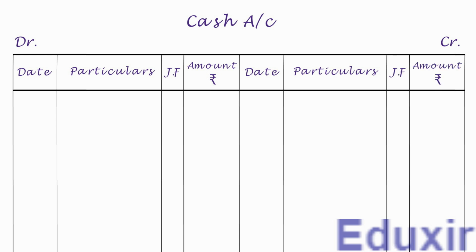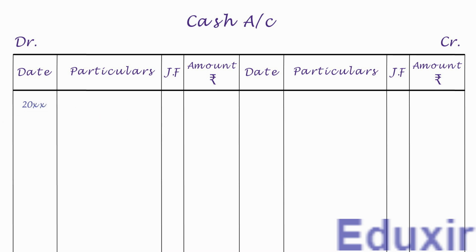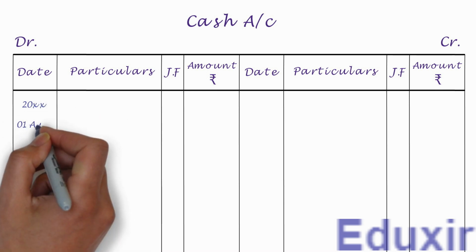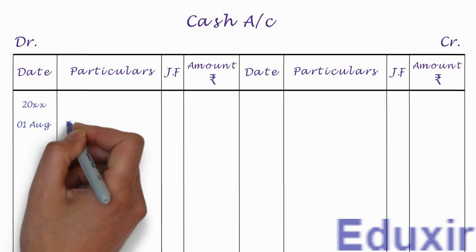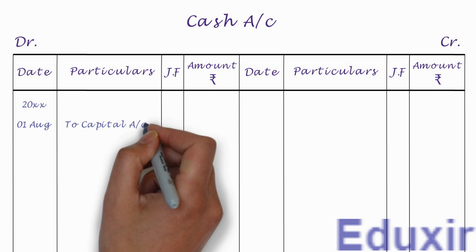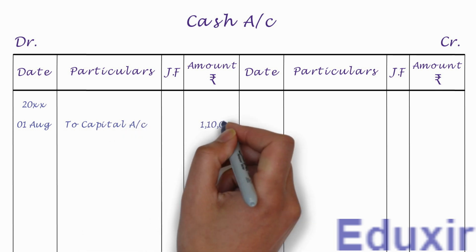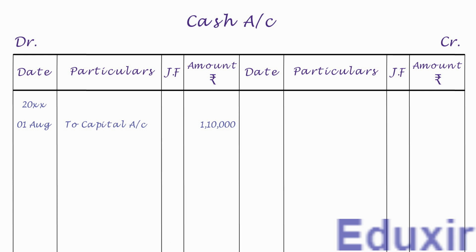Now on the debit side, let us first write the year in the date column. Let us now write the date. We need to write "To capital account" into the particulars column. Let us write the debit amount of 1,10,000 rupees into the amount column. That completes the posting of this journal entry into the cash account. Let us now take up the next entry.